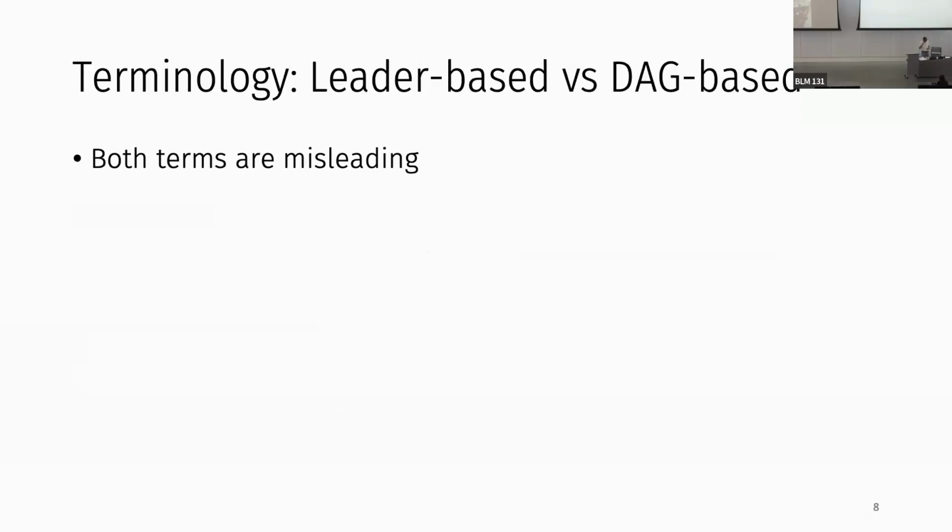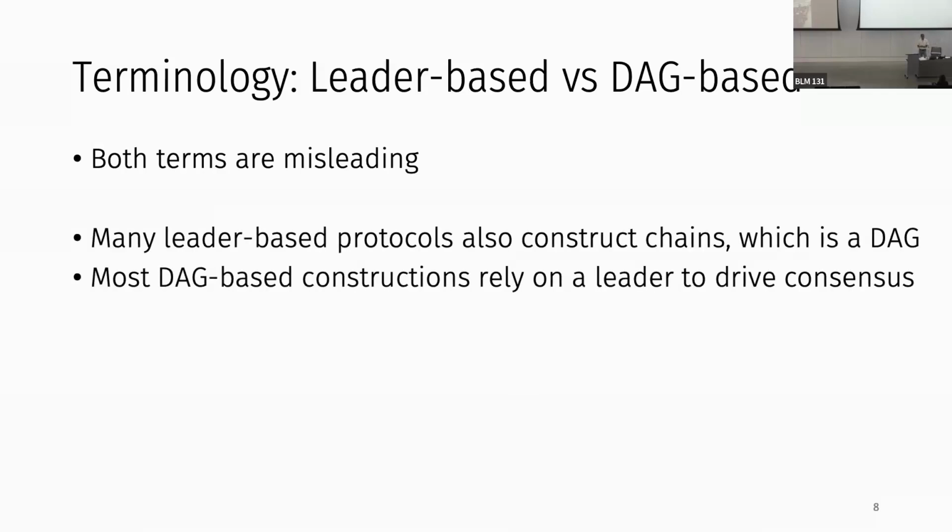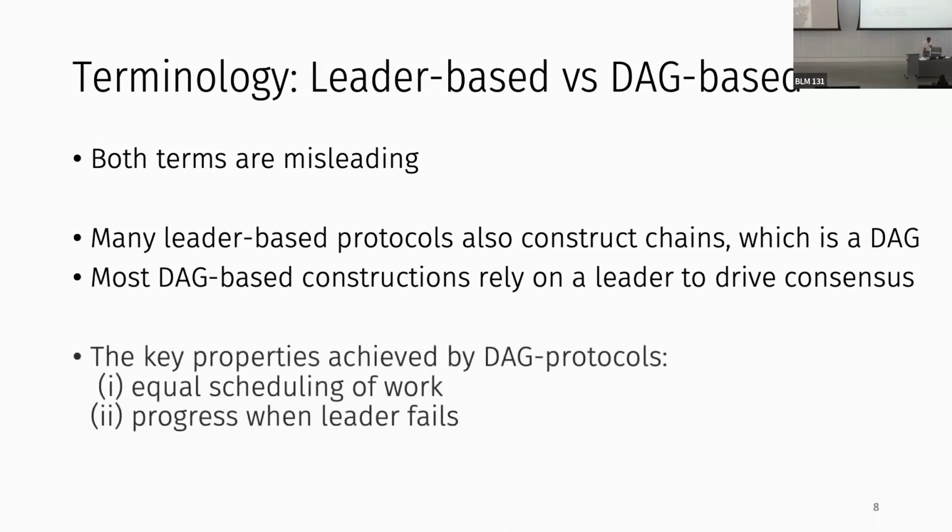So before we move on to talking about our protocol itself, I want to make one comment on the terminology itself. Both of these terms, leader-based or DAG-based, are actually misleading terms. If you think about it, many leader-based protocols construct chains, which are DAGs, and DAG-based protocols typically rely on leaders to achieve consensus. So in my view, the key properties that are achieved by DAG-based protocols are the two properties that I described earlier. And while leader-based protocols can give you these properties in some ways or some subset of these properties, DAG-based protocols give them to you in a very natural manner.